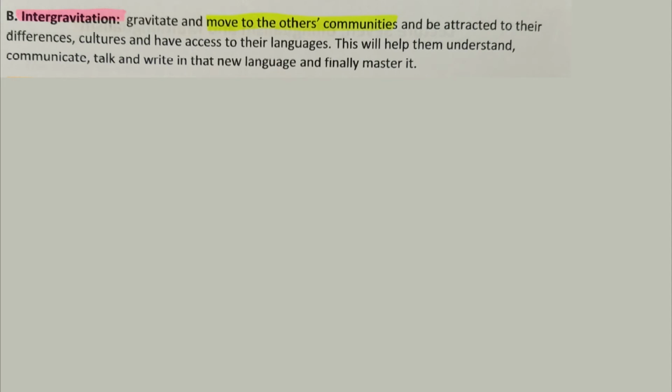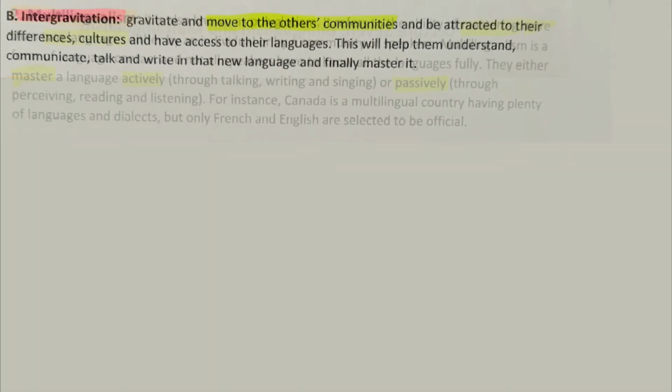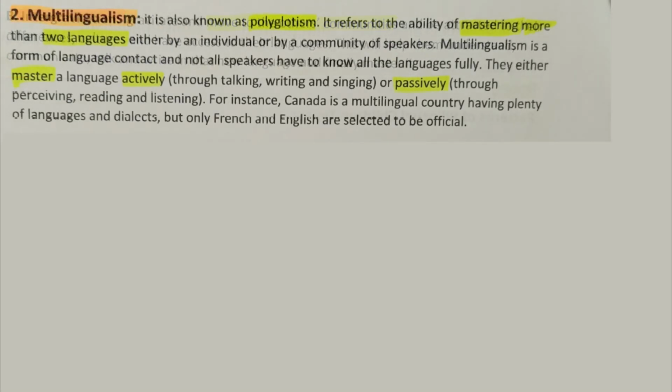Then we move to multilingualism. Multilingualism is also known under the name of polyglottism. Polyglottism refers to the ability of mastering more than two languages. So if you master two languages, you are bilingual. If you master more than two, it means you are multilingual.